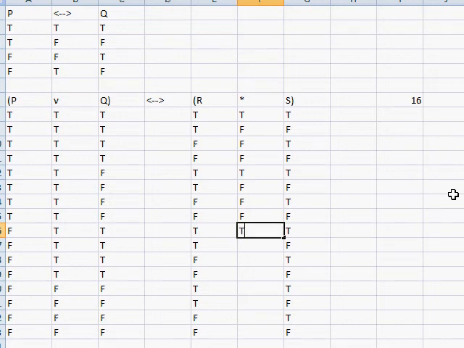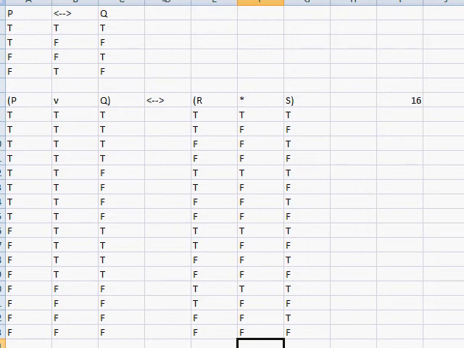Right here, they're both true, so we get a true. Right here, they're both false. Right here, S is false, so we get a false. Right here, R is false, so we get a false. Right here, they're both false, so we get a false. Right here, they're both true, so we get a true. Right here, S is false, so we get a false. Right here, R is false, so we get a false. And then right here, they're both false, so we get a false.